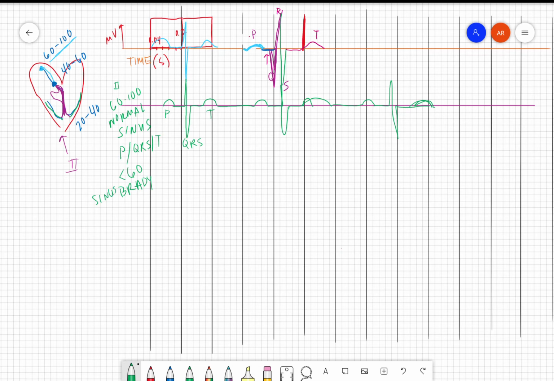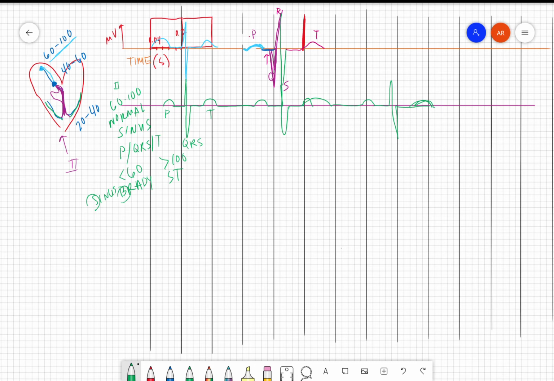If you can imagine anything above 100, so let's go with above 100, is going to be sinus tachycardia. So sinus tachycardia is my abbreviation for that. This would be SB. So the only thing that's different between any of these is the fact that the beats are faster, or the beats are slower.